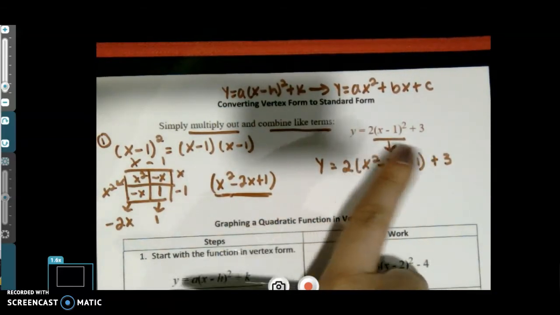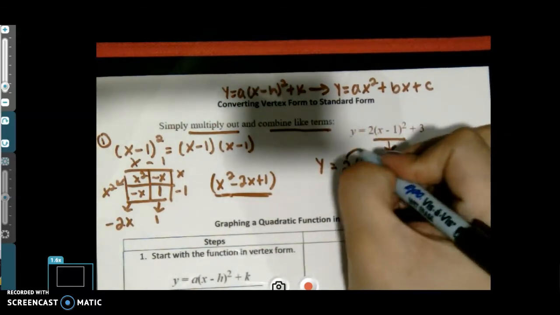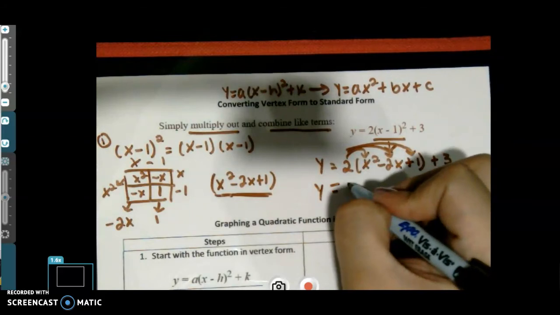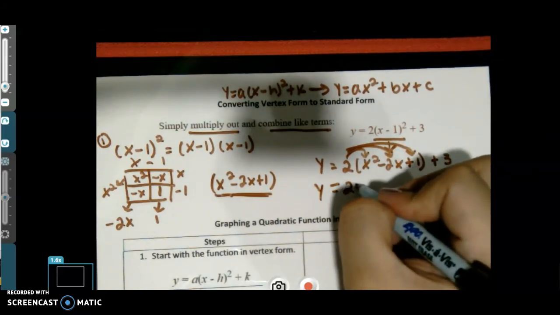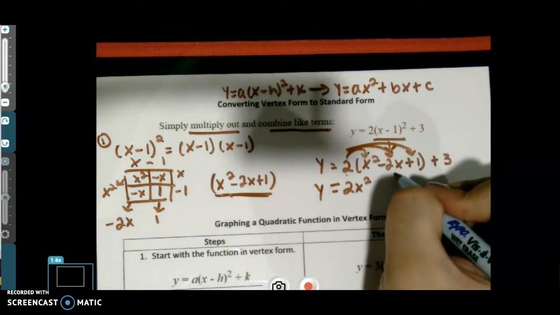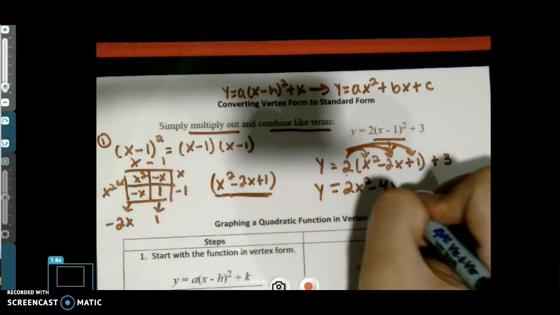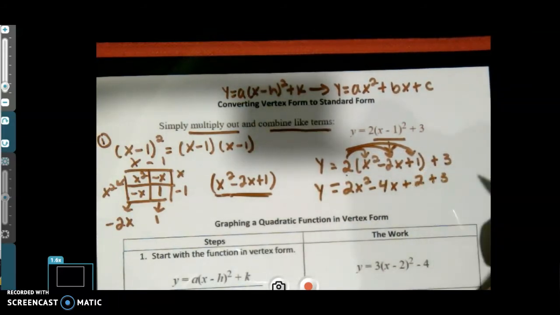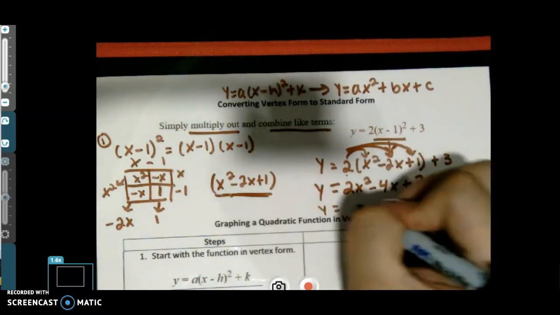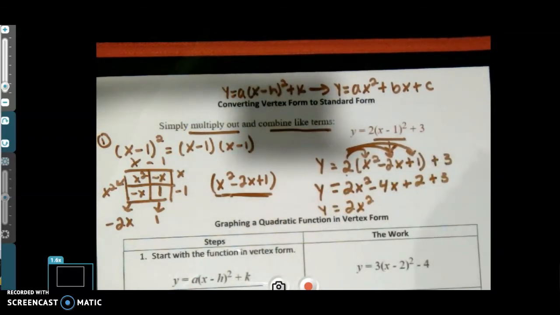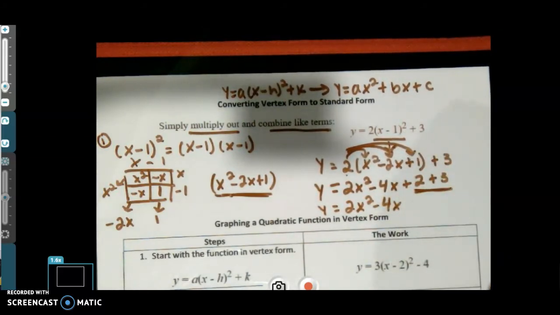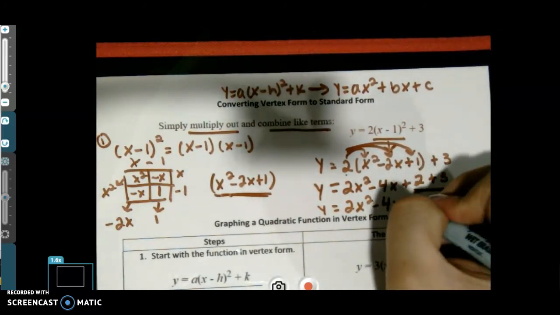So now I have to distribute. So let's go ahead and distribute. So y equals 2 times x squared is going to be 2x squared. 2 times negative 2x is going to be negative 4x. 2 times positive 1 is positive 2 plus 3. Now I got to combine like terms. So y equals 2x squared, because there's only one square, minus 4x, and I can combine these. 2 plus 3 is 5.